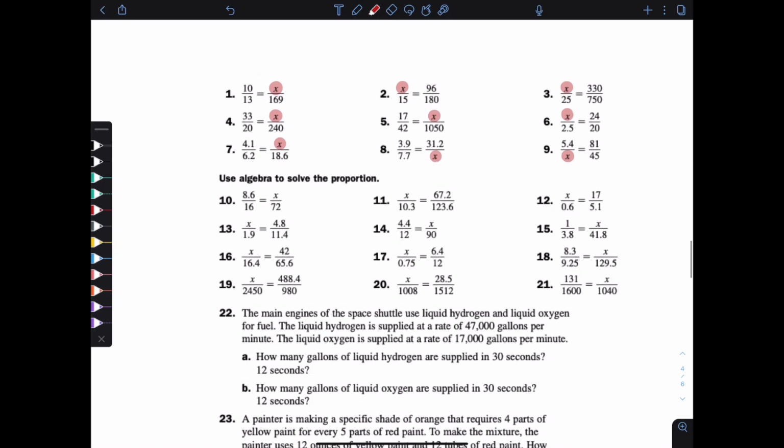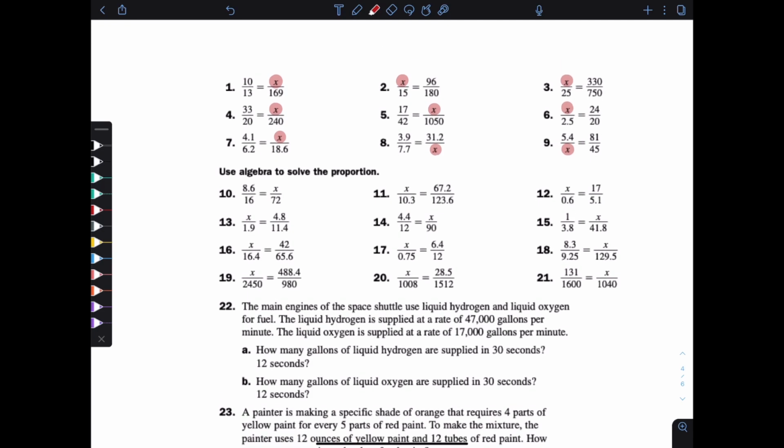So I think the directions for number 1 through 9 are just going to be using equivalent ratios. I think I forgot to put that in there, but 13 times what equals 169? Well, 13 times 13 is 169. So 10 times 13 would get you what the value of X is, and so that X would equal 130. Okay, that's how you would do number 1 here.